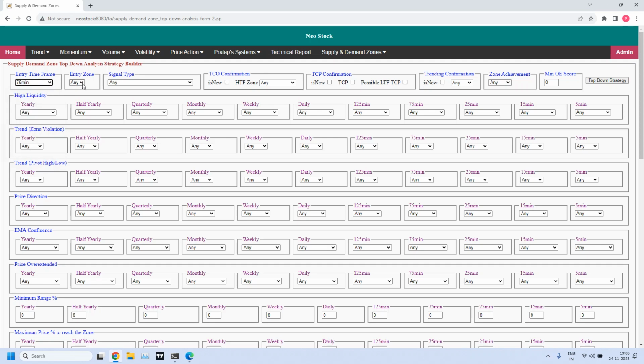75 minutes time frame. Entry zone should be demand zone. And because this is 75 minutes, the HTF trend is weekly. That should be either uptrend or sideways. And the daily should be uptrend. And when it comes to the price direction, our HTF, that is on weekly time frame, should travel from demand zone to supply zone, and daily also demand zone to supply zone. It should be our first report for bullish setup.